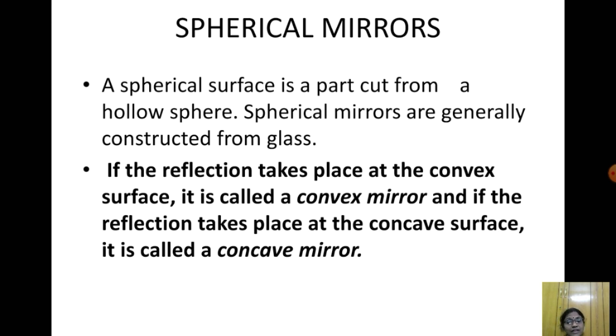If the reflection takes place from the outer surface, it is called a convex mirror. If the reflection takes place in the inner surface, it is called a concave mirror.